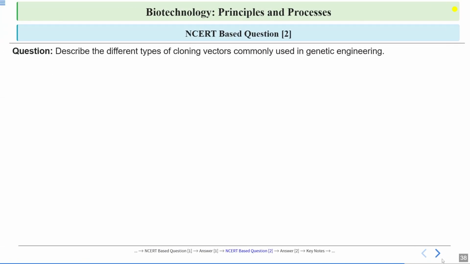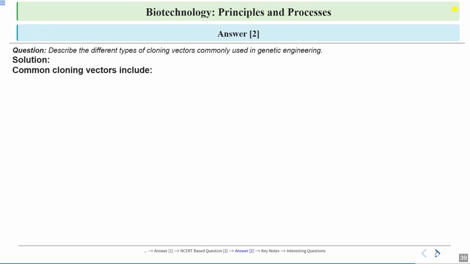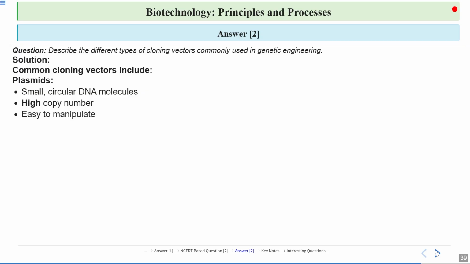Now the question asks, describe the different types of cloning vectors commonly used in genetic engineering. Plasmid: it is small, circular, double stranded DNA. It gives a high copy number. It is easy to manipulate. Its size limit is approximately 10 kilo base pairs, and 1 kilo base pair means 1000 base pairs, so you can just think. Example, pBR322. It is an artificial plasmid.